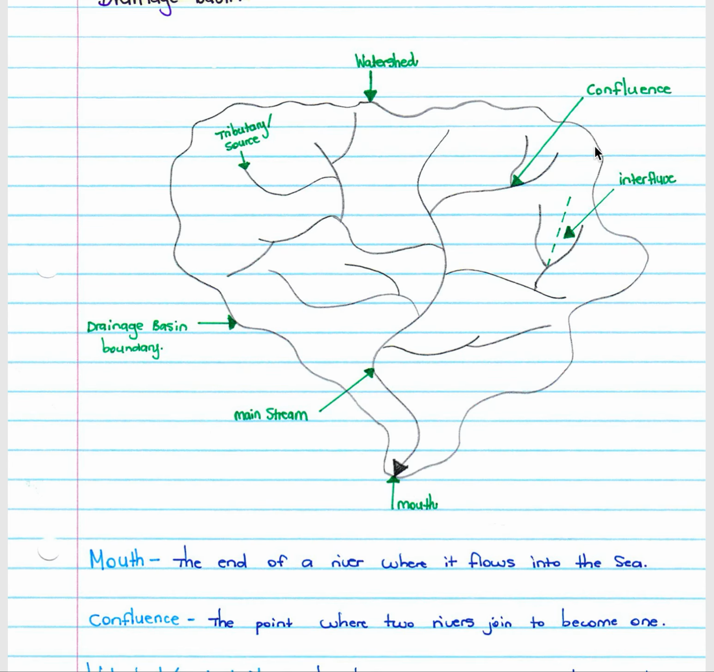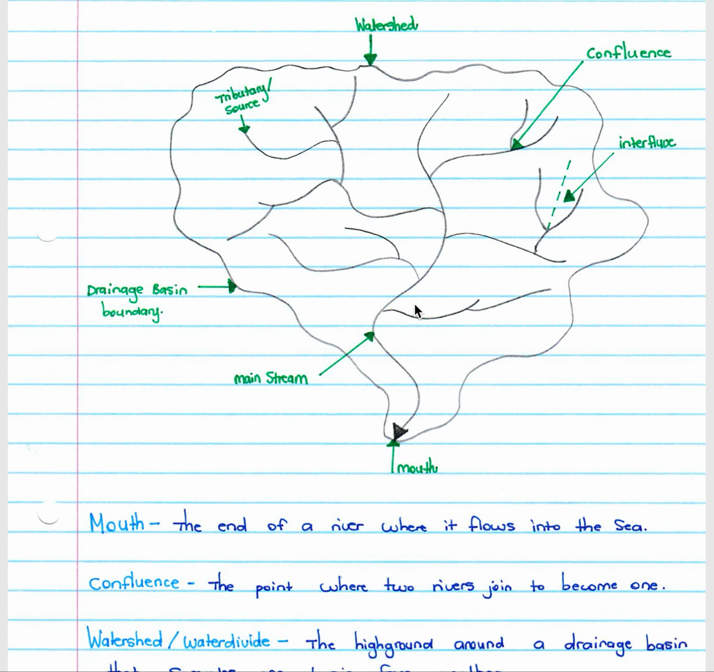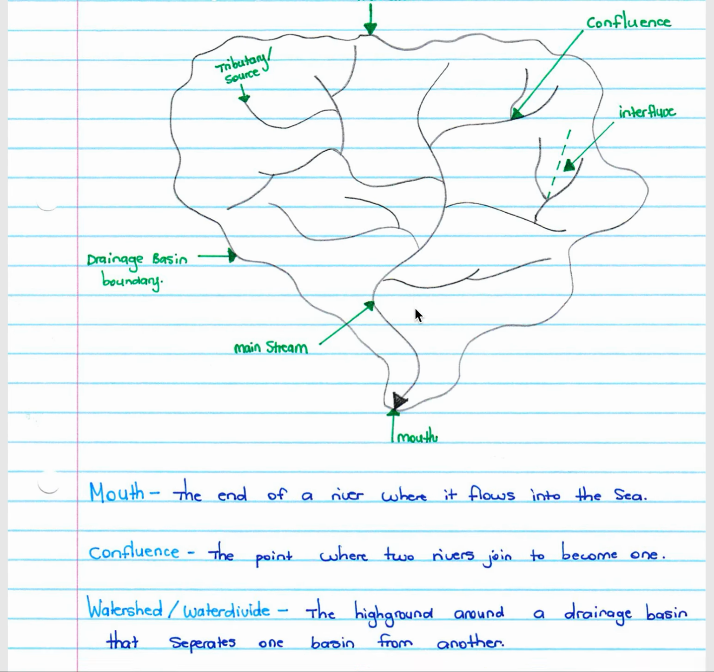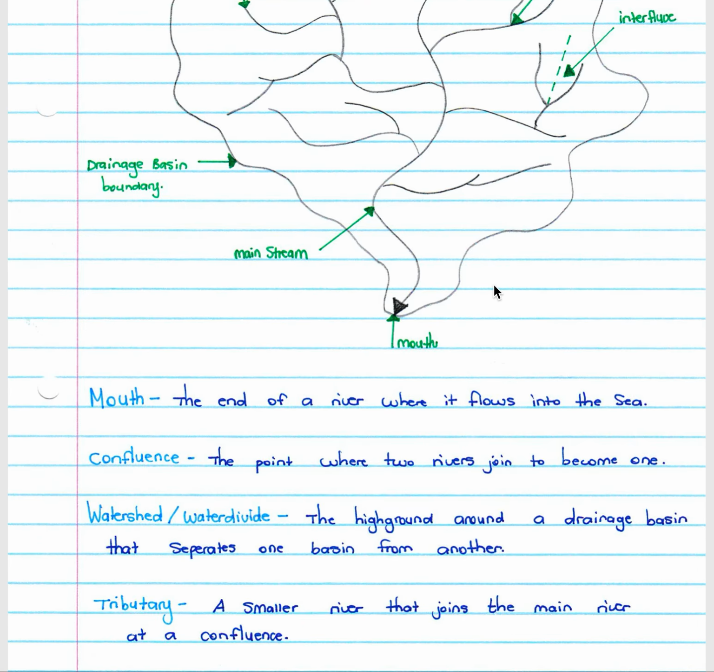We have a tributary and a tributary joining at a confluence to become a single river or tributary at this point. Then we have a watershed, which is the high ground around a drainage basin that separates one basin from another. So this would be a watershed. It's often a ridge or a mountain range that simply divides this drainage basin from a drainage basin adjacent to it.